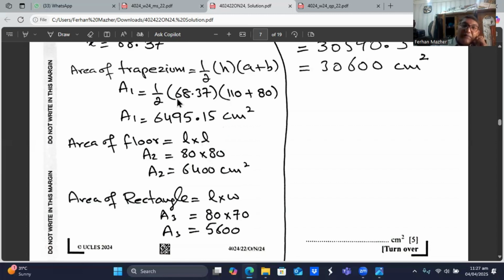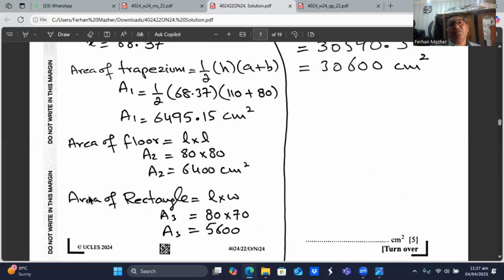Now you know the area of the trapezium is 1/2 into the height into the sum of the parallel sides. So 1/2 into 68.37 into 110 plus 80. So when you do this on your calculator, you get 6495.15 centimeter square. The area of the floor, which is the square, its dimensions are 80. All sides are 80, 80, 80. So its area will be length multiply length. So it will be 80 multiply 80, and that will be 6400 centimeters square.